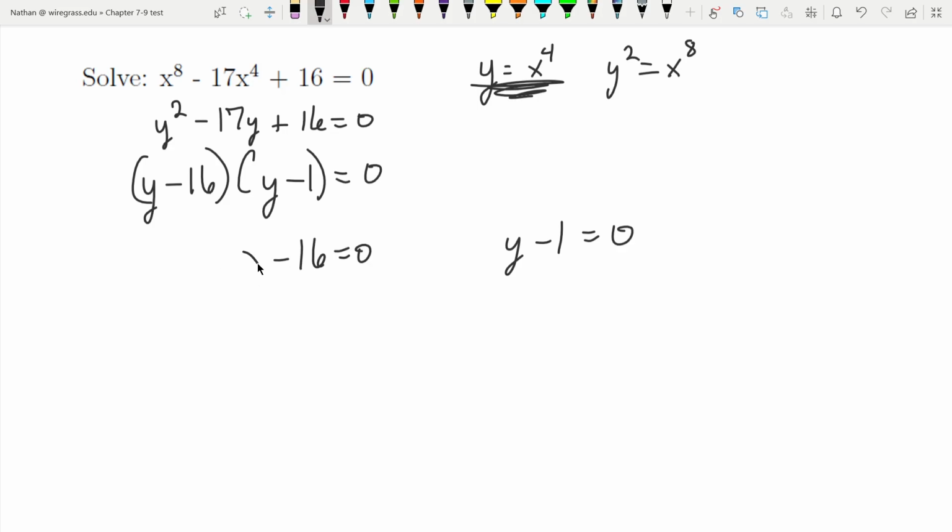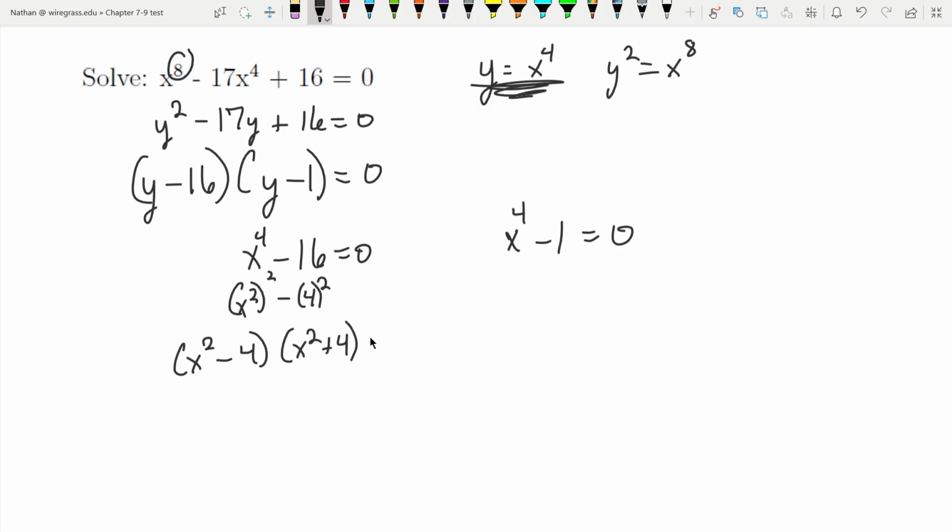So I get x to the 4 equals 16 and x to the 4 equals 1. Now, both of these are fourth roots, so we expect each of these equations to have 4 answers, and in total, 8 answers. So I can see that this is a difference of two squares. This is going to be x squared squared and 4 squared. So this factors down into x squared minus 4, x squared plus 4.